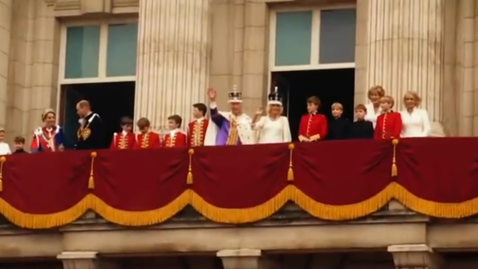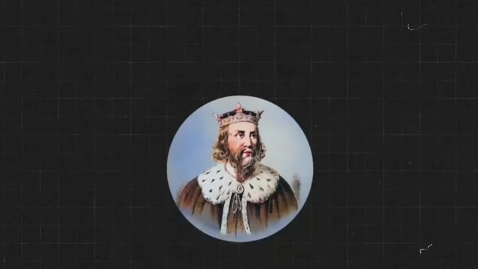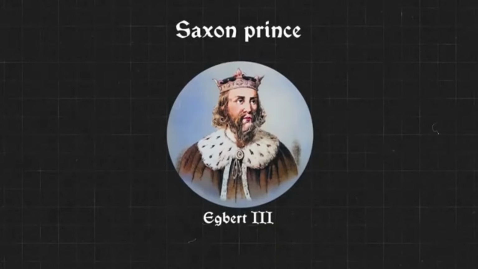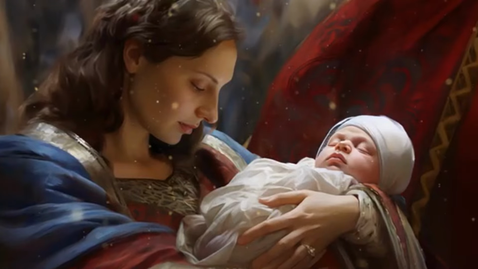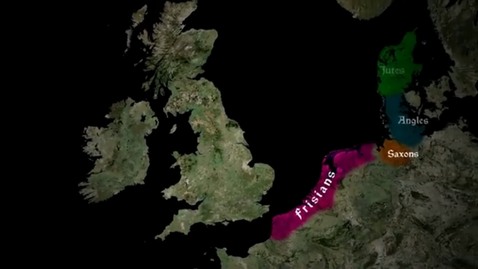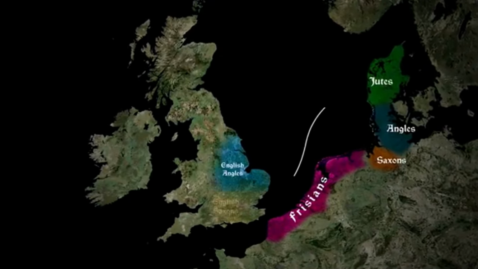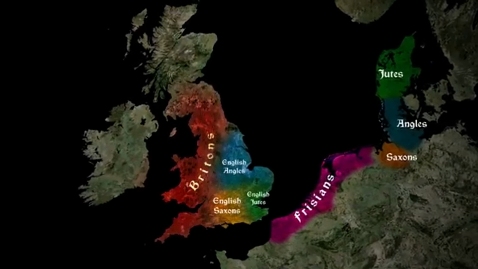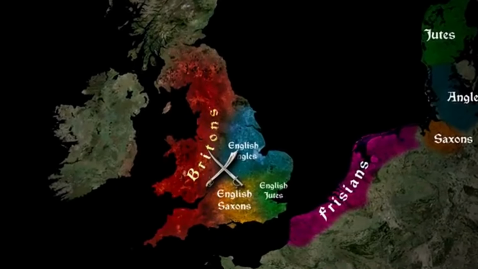Our story doesn't begin with the Scots, or with the English for that matter, but with a Saxon prince named Egbert III. At the time of Egbert III's birth in 771 AD, England did not exist. Instead, the British Isles looked like this: a patchwork of warring kingdoms made up of Angles, Saxons, Jutes, and Britons, all fighting one another for control and influence over the Dominion.